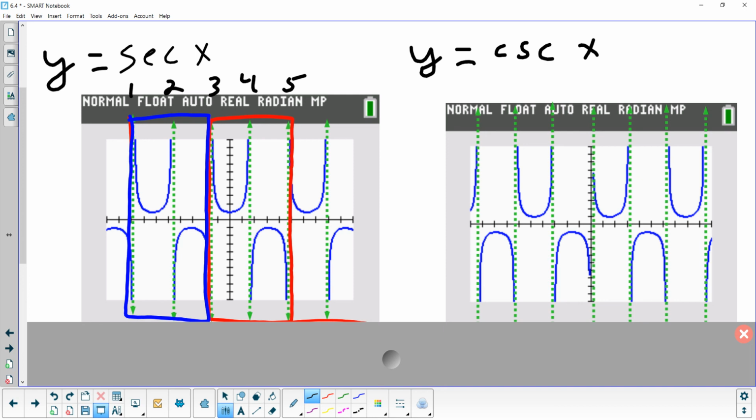And cosecant looks similar to secant because sine and cosine look very similar. The only difference between sine and cosine is their phase shifts of each other. If you remember, sine and cosine are 90 degrees apart horizontally. That's exactly what these are. If you took this U shape and you slid it to the right 90 degrees, it would look exactly the same as cosecant.